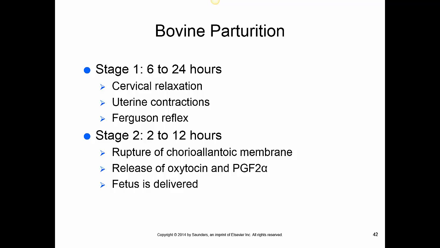One thing with cattle is that stage 2, with the rupture of the membranes, has a long variability, anywhere from 2 to 12 hours. So they don't usually rupture and come out immediately right away. Sometimes they do, sometimes they'll come out within the first hour. But usually when they enter stage 2 in cattle, it takes about 2 hours for them to actually come out, and it can be as long as 12 hours when the fetus is delivered.